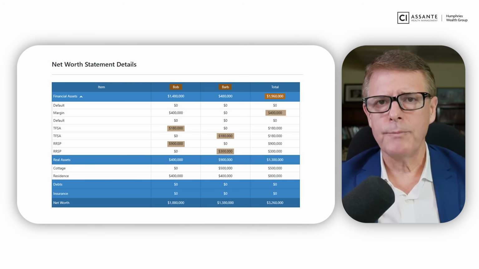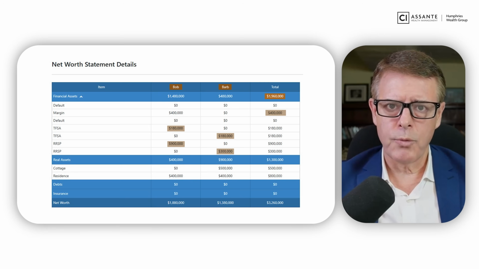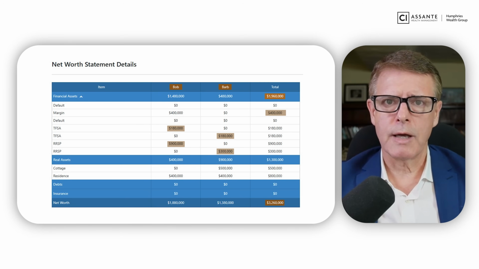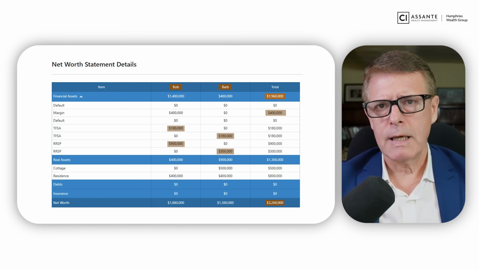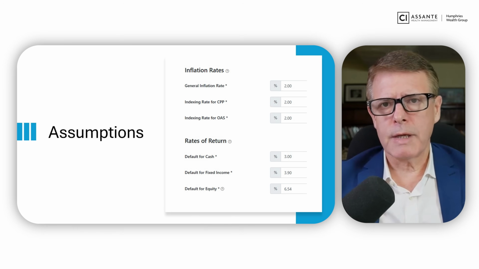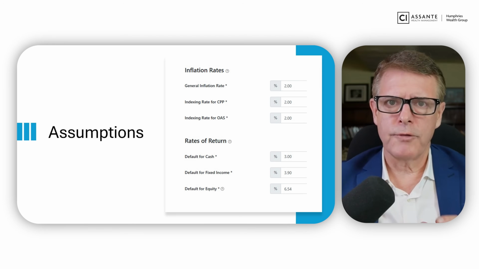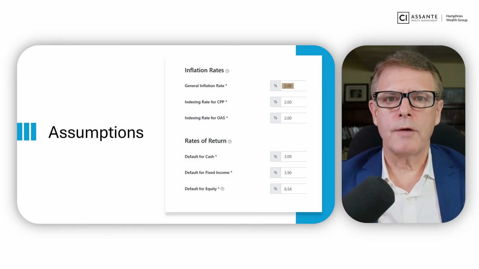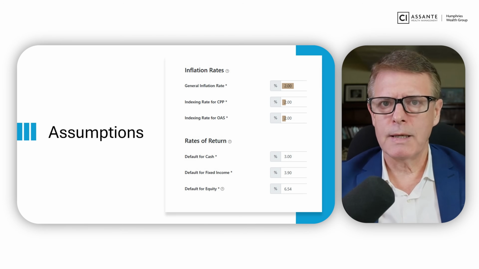So they're coming to the table when they hired us to do the planning with about $3.2 million net worth position. Like I said, just under $2 million in financial assets. Now, some of the key assumptions we use in the model, we used an inflation rate of 2%. We assume that government benefits, CPP and OAS would be indexed to 2%.